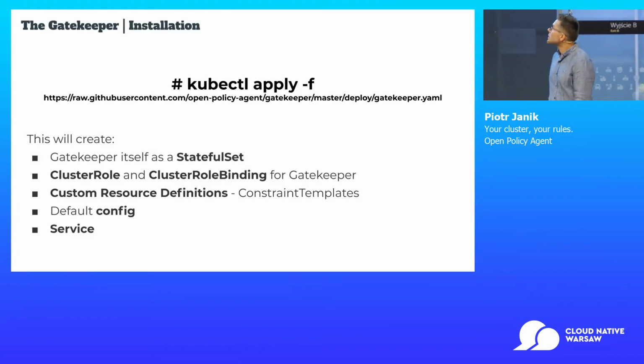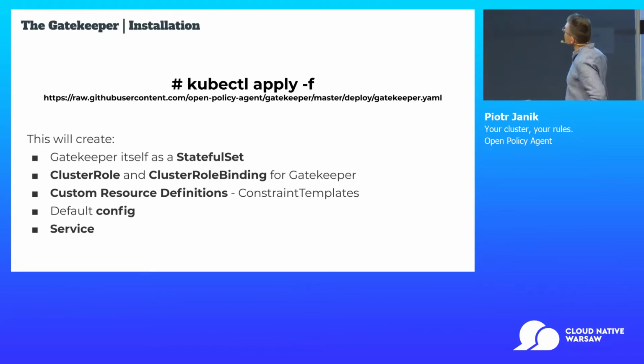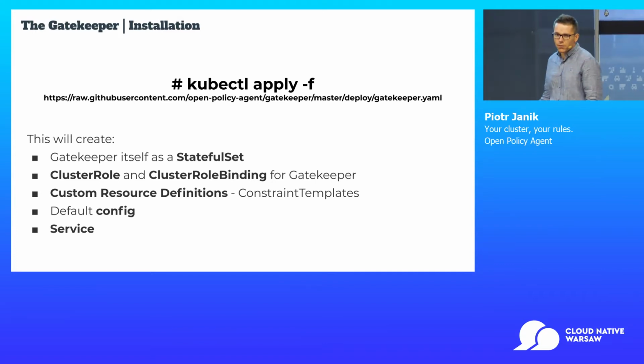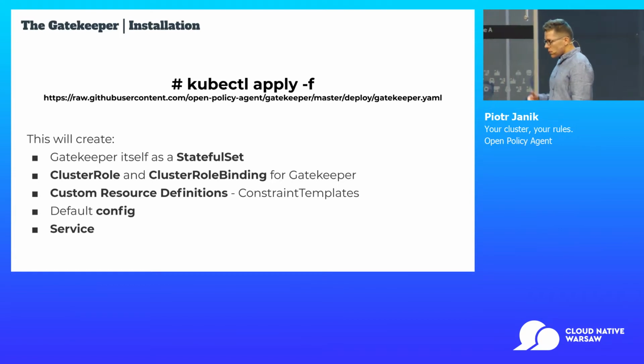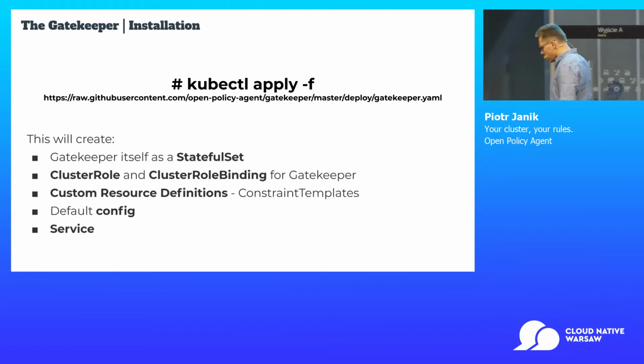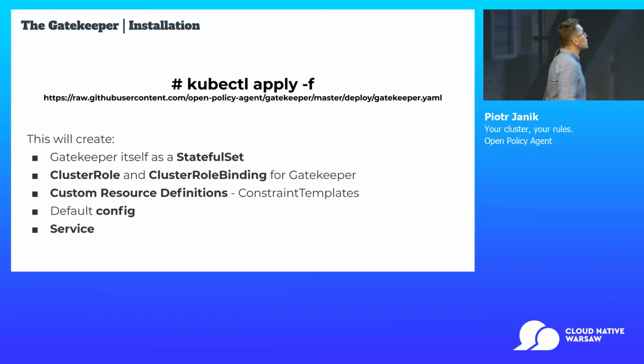How do you install Gatekeeper? As usual, kubectl apply, and everything works, right? What it will create is a stateful set. By default, it will create cluster roles, bindings, and custom resource definitions, because these constraints which we will create are CRDs. There is a default config.